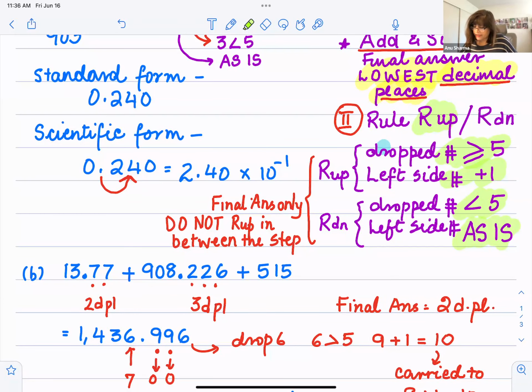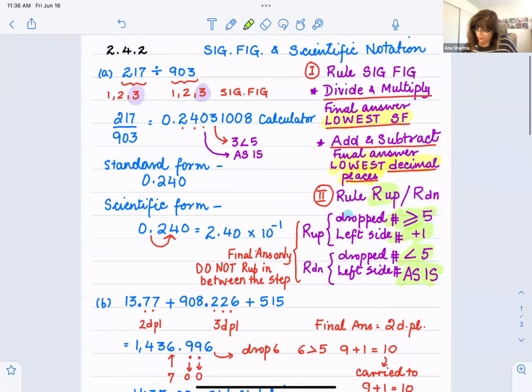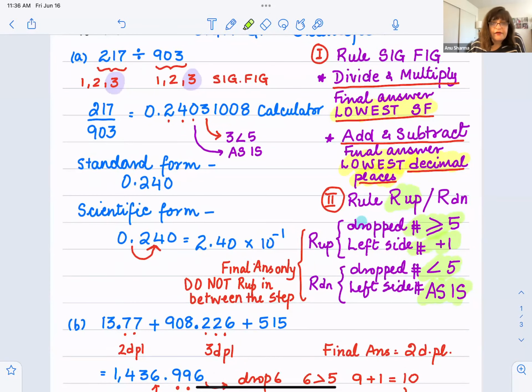So this is a simple rule regarding rounding up and rounding down. Next, we looked at this problem where 207 was divided by 903. What do you do here? In this case, both of them are exact numbers, so there is a chance of variation. Exact numbers can have variable significant figures, but still there's a maximum and minimum. The minimum can be 1, the maximum is 3. So 1, 2, 3, all these significant figures are possible for exact numbers.